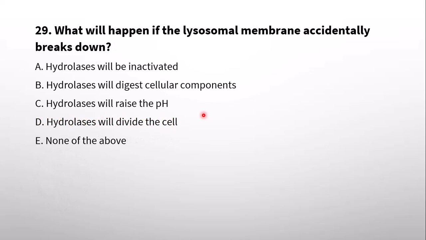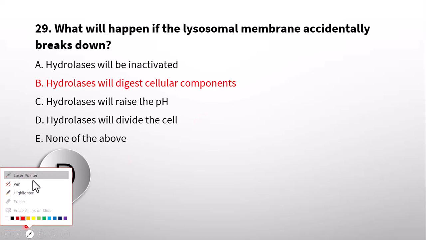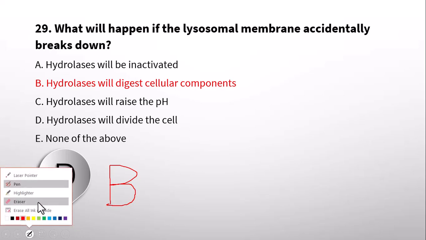29. What will happen if the lysosomal membrane accidentally breaks down? Of course, it's going to release its enzymes, digestive enzymes, which will digest the cell's components. B. Sorry. Here we go with B. Again, a lot of errors. Really sorry about that. The answer is B.